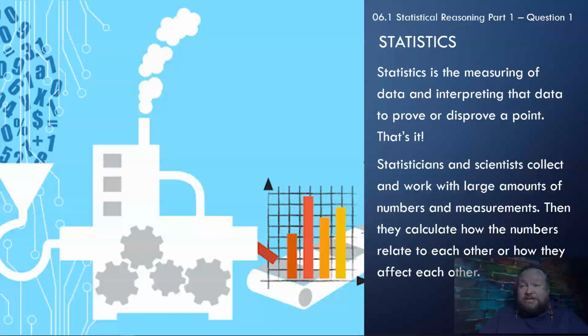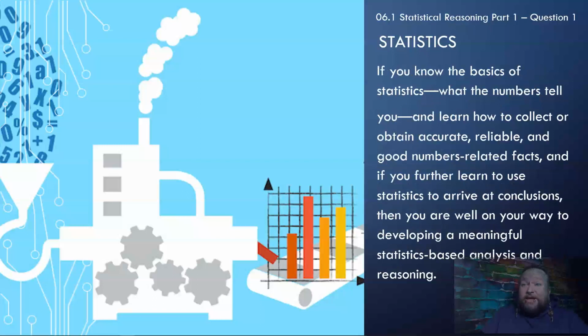So, statisticians and scientists collect and work with large amounts of numbers and measurements. Then they calculate how the numbers relate to each other and how they affect each other. Kind of like how we're talking about that causal relationship we've gone through before, where we think we have a cause and effect relationship. We've identified our independent variables. We set up experimental conditions, and we try to gather evidence to establish that causal relationship. And here in science, a key part of that establishment is going to be this gathering of measurable empirical data, and then analyzing that data and using some form of math to do that. In a lot of cases, it's statistics.